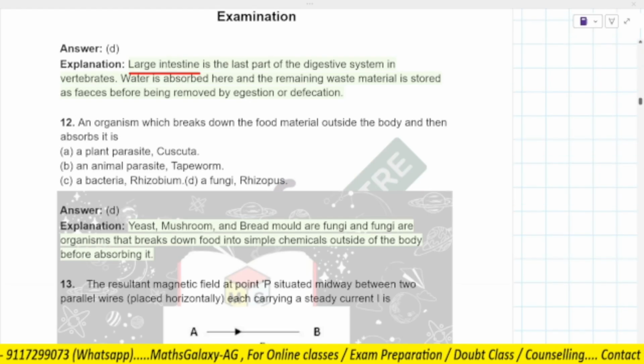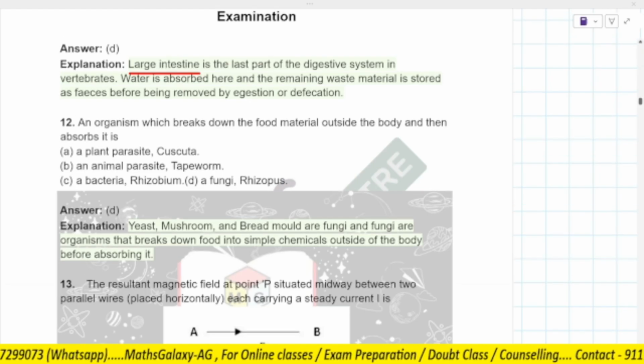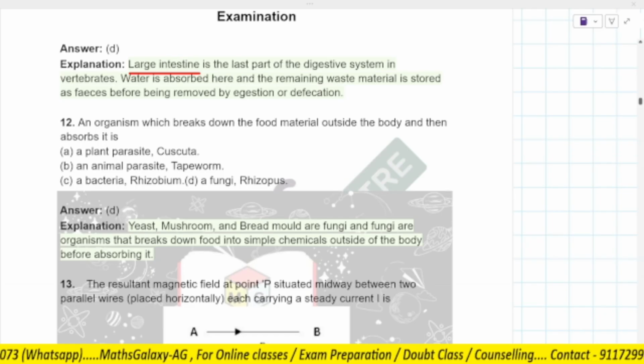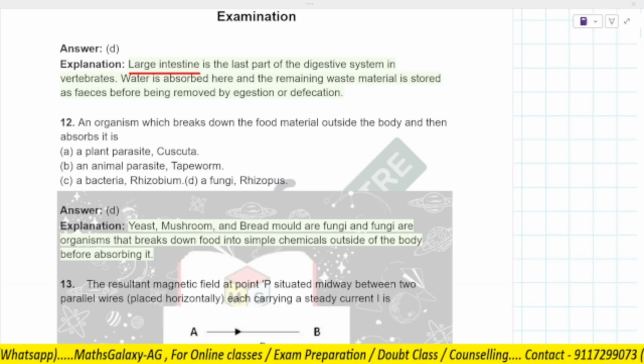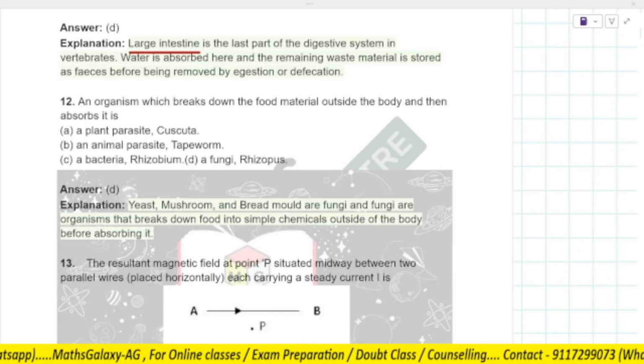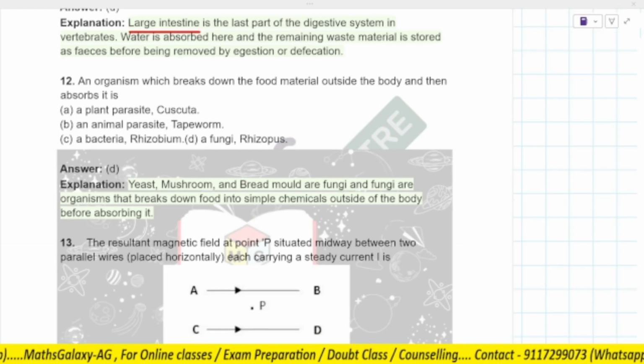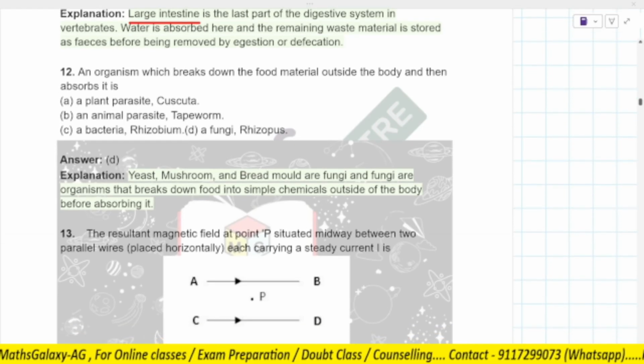So see here, yeast, mushroom, and bread molds are fungi, okay? And fungi are organisms that break down food into simple chemicals outside the body before absorbing it, okay? Is it clear?